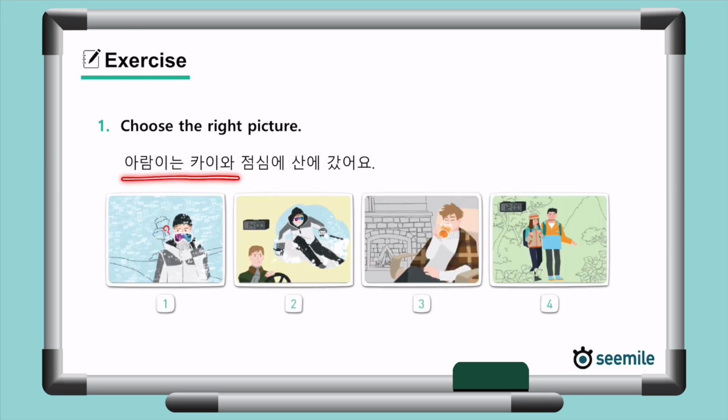Next, 아람이는 카이와 점심에 산에 갔어요. 점심에 산에 갔어요. 점심 means the afternoon and 산 is the mountain, so it means that in the afternoon, the mountain is where Aram and Kai went together. So number 4 would be the answer.